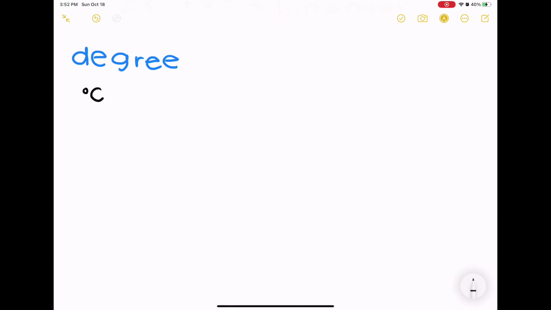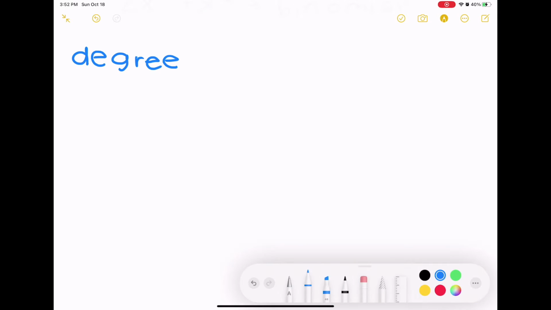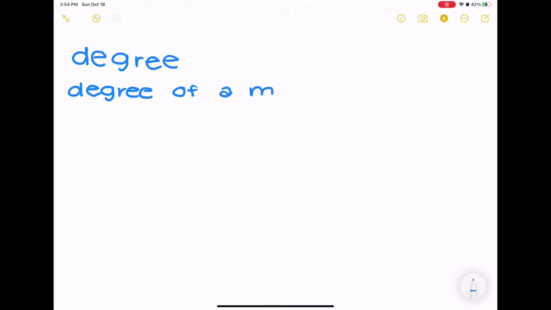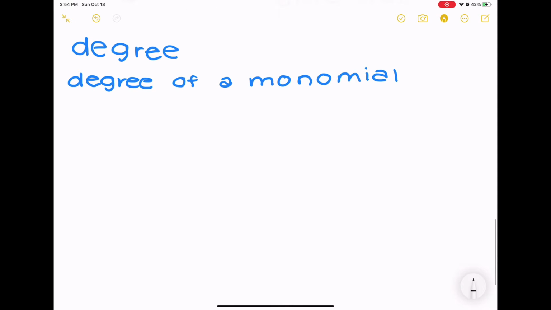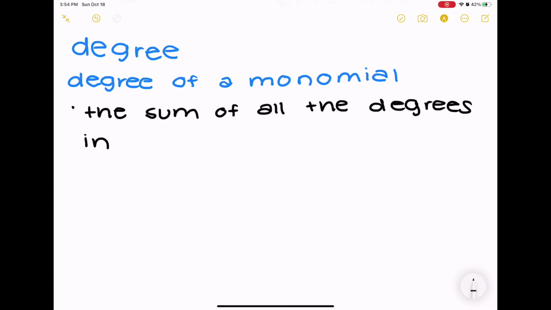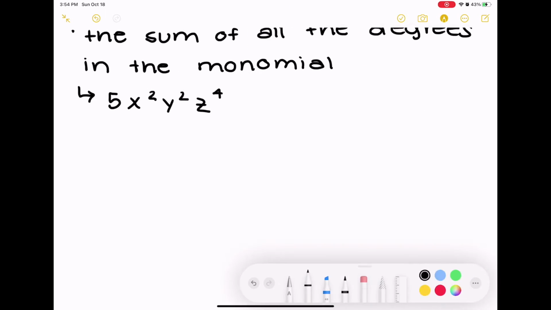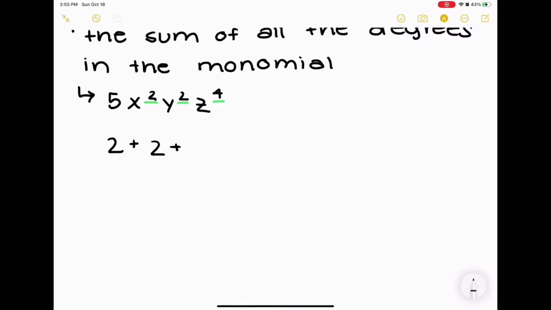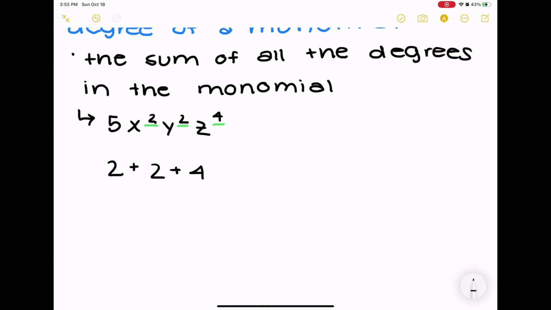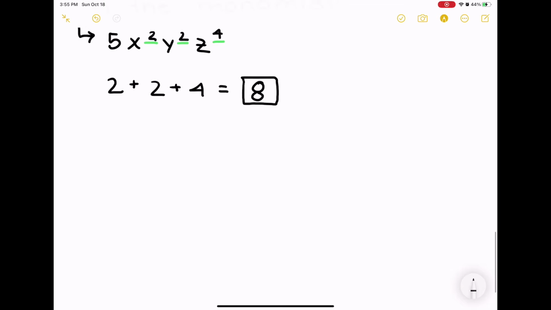Now let's talk about degree. I'm not talking about degrees Celsius or degrees Fahrenheit. I'm talking about the degree of a monomial or degree of a polynomial. Now they're very different things, which is why I want you to note this down. The degree of a monomial is the sum of all the degrees in the monomial. So, let's give an example. 5x squared, y squared, z to the 4th. Now, all of these are multiplying, so it's not a binomial or a trinomial. And we take all the degrees, the exponents, go watch my video about exponents if you want to learn more, and then we get 8 because we add 2 plus 2 plus 4, which is 8.